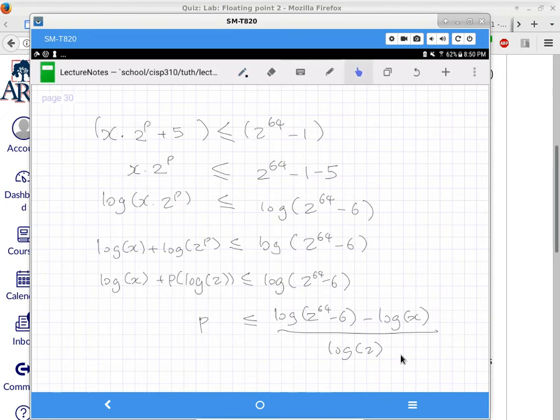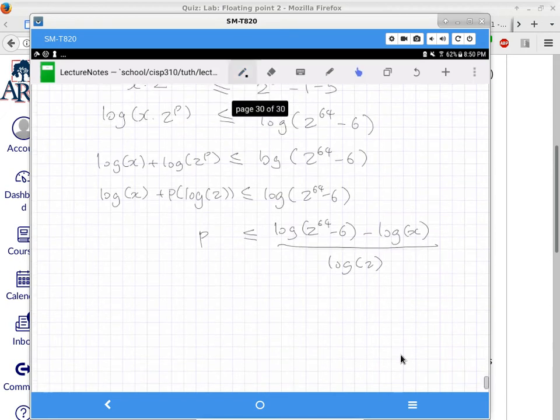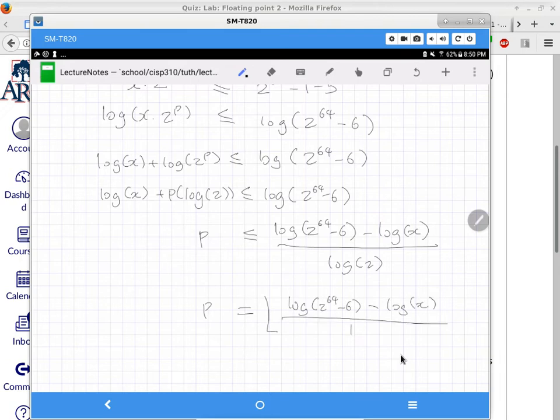Very good. Okay, so the actual answer is p equals the floor of the log of 2 to the power of 64 minus 6 minus the log of x, and then the whole thing divided by the log of 2. Is that okay? All right.